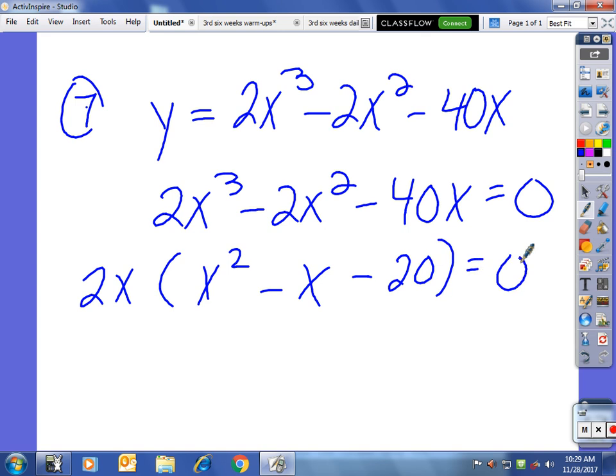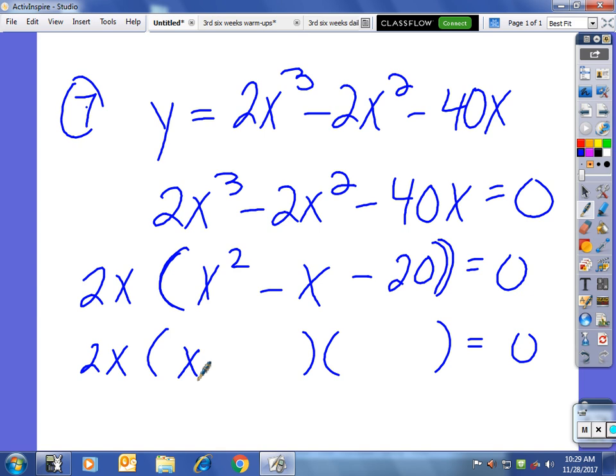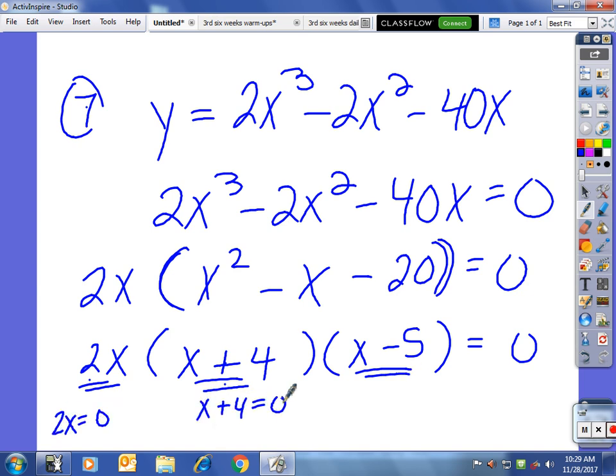What are the factors of 20 that could make a negative 1 in the middle? Y'all need to be doing these in your notes, please. So this is going to continue to factor to x, what? x plus 4 and x minus 5. So here are my three factors. 2x is a factor, x plus 4 is a factor, x minus 5 is a factor. So you have to set each factor equal to 0 to find the solutions, and then you keep solving.